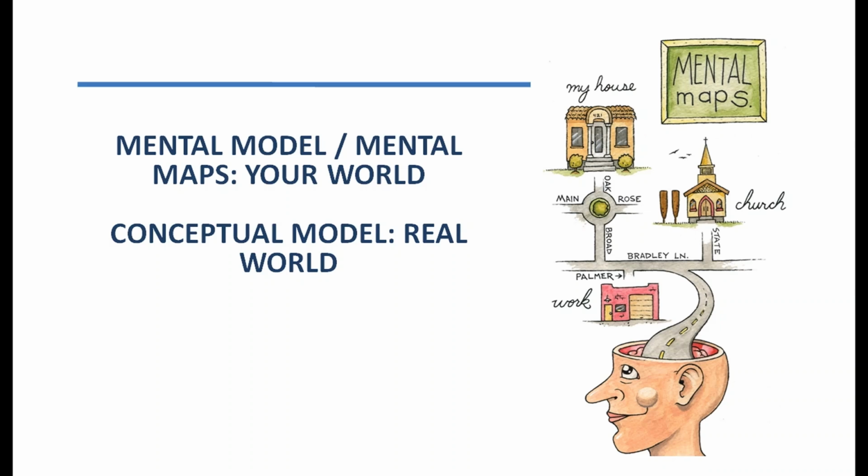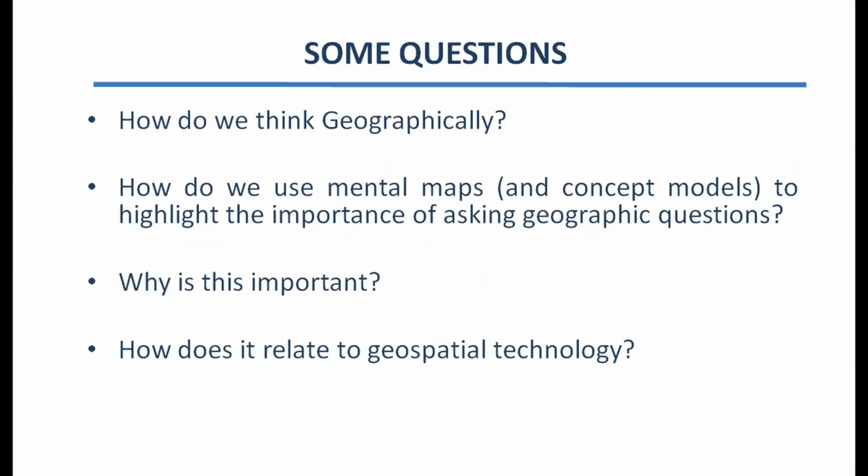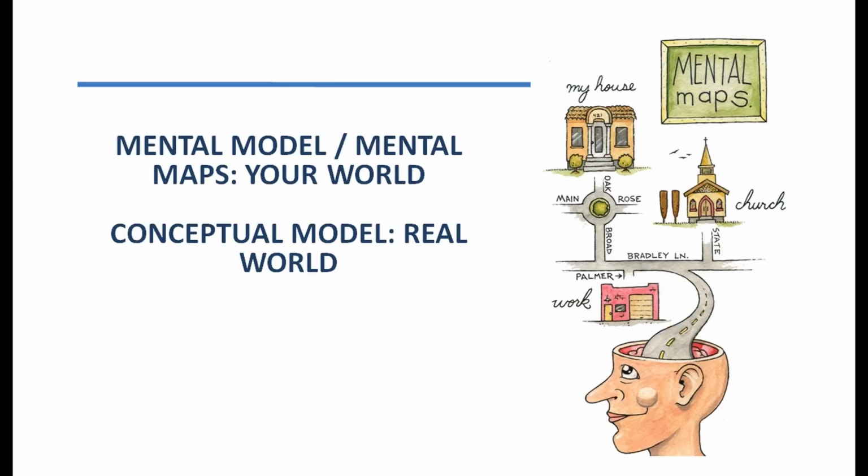Now, mental model and conceptual model. In our second question here, how do you use mental maps and concept models to highlight the importance of asking geographic questions? In this second question, I have used these two terms, mental maps and concept models. Now, what are mental maps and what are concept models? A mental model is an explanation of someone's thought process about how something works in the real world.